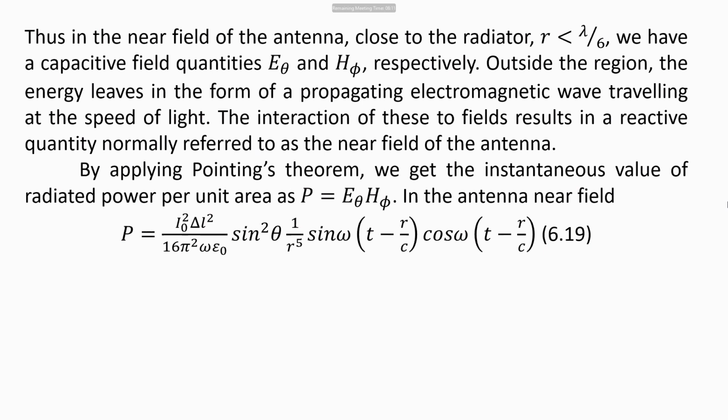So by applying Poynting's theorem, we get the instantaneous value of radiated power per unit area when we multiply the electric and magnetic components. So in the antenna near field, it can be found in such a form.